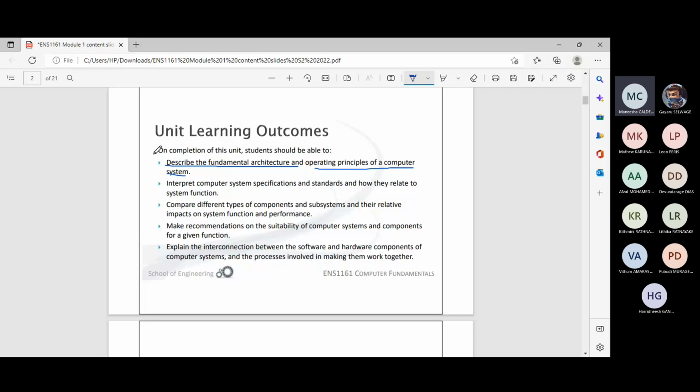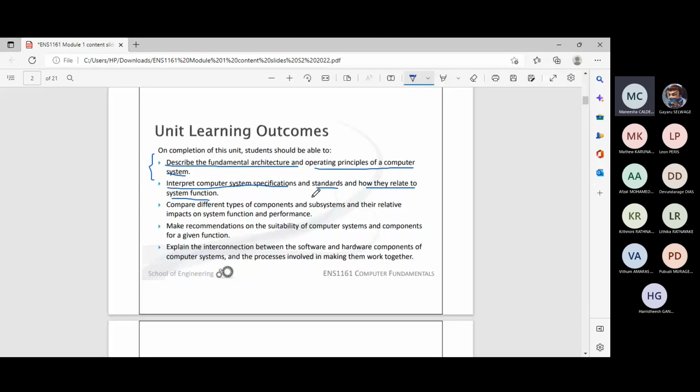So this is very important to understand the fundamental architecture, how it works, how it is designed. Interpret computer system specifications and standards, and how they are related to system function. Now, during this session, we are trying to discuss some important aspects and how this computer would work properly.